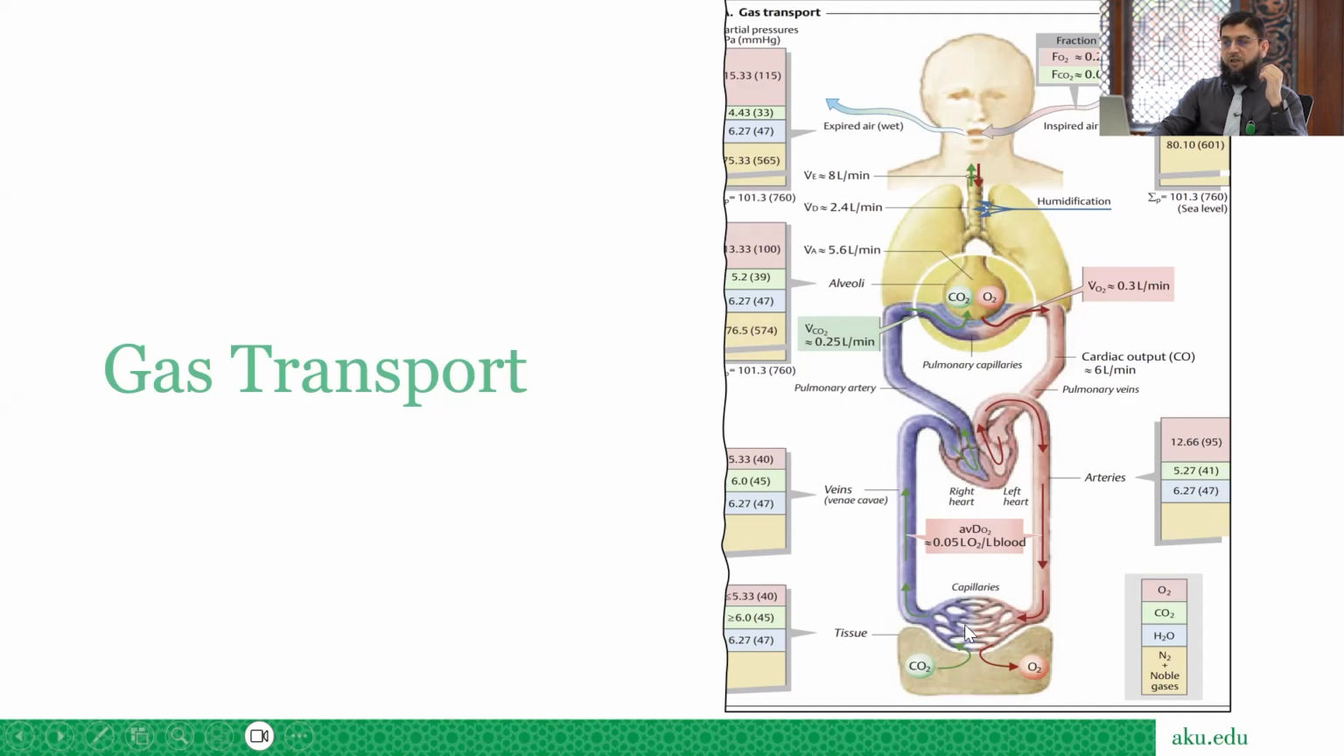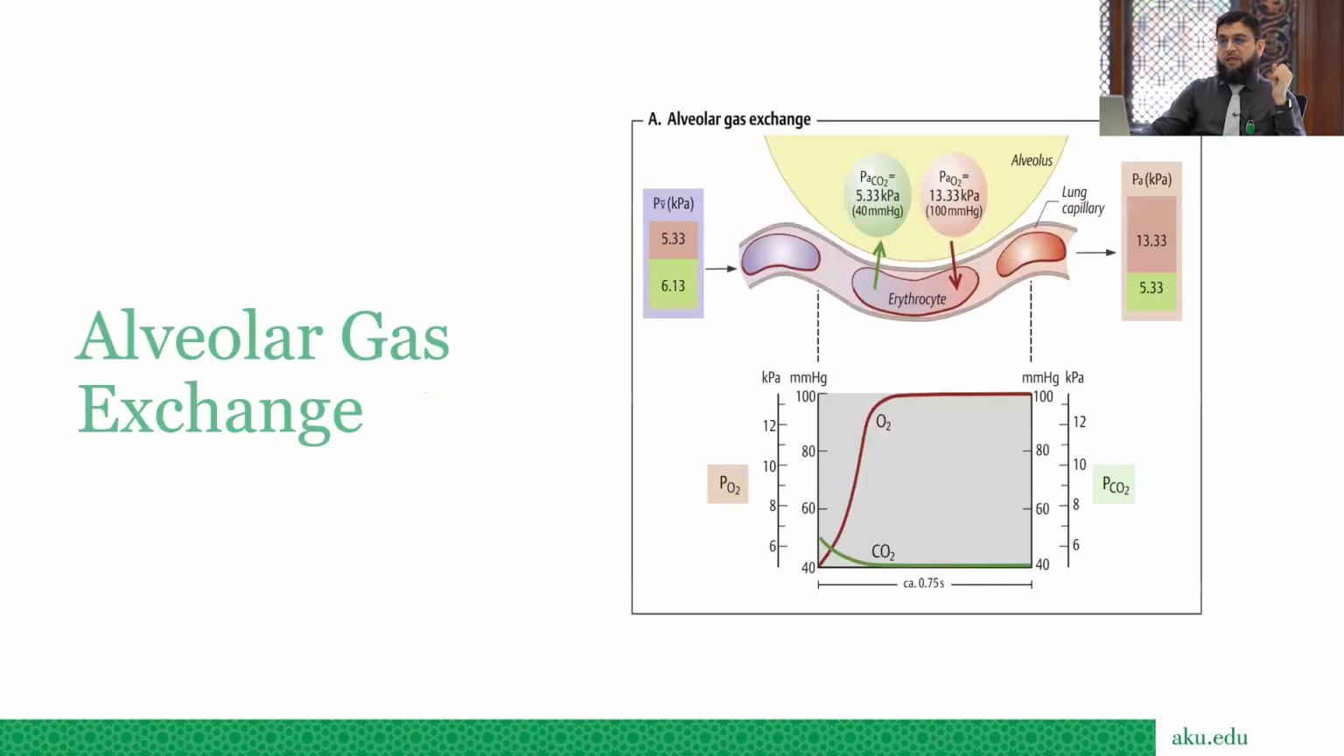Then CO2 is released from the tissues and carried by the blood into the right side of the heart, and from there it goes back into the lungs, where the CO2 is washed out. This is all the gas transport which occurs within the body, and it is pretty important to understand how alveolar gas exchange occurs.